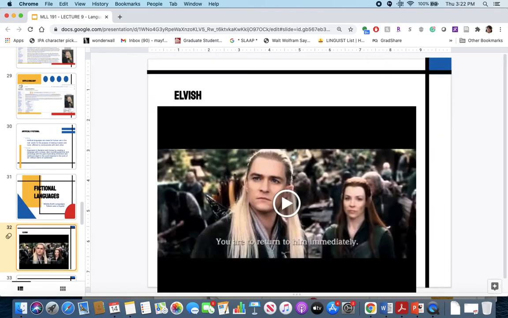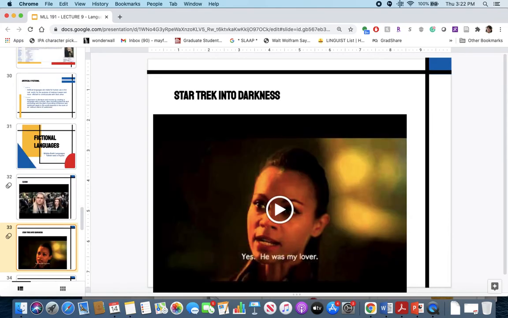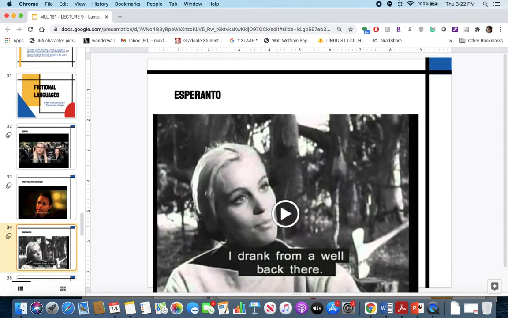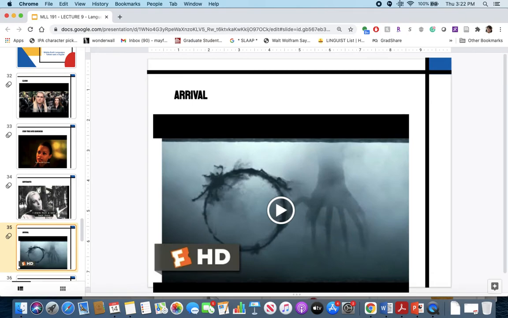So here's an example of Elvish, from Lord of the Rings, and also Star Trek Into Darkness. And Esperanto from earlier. So you can compare these different languages, Esperanto being an artificial language versus Klingon and Elvish being fictional languages. Arrival, if you've ever seen this movie, looks at the ways in which humans and aliens make contact for the first time. So, how are we able to communicate? And it goes to the differences of visual language.